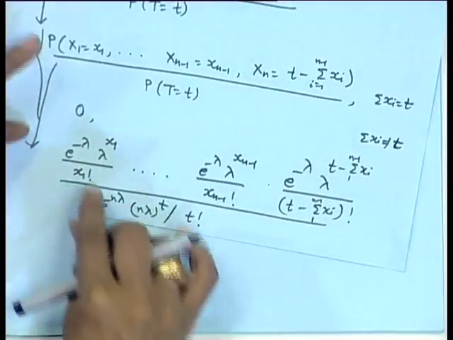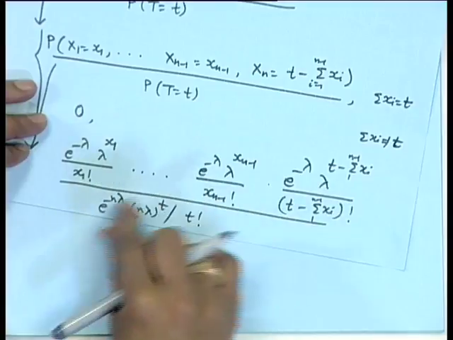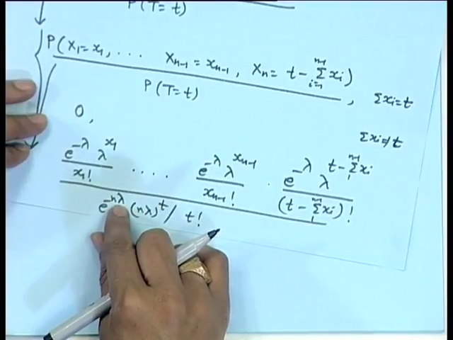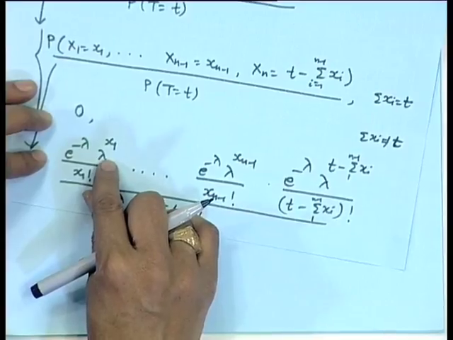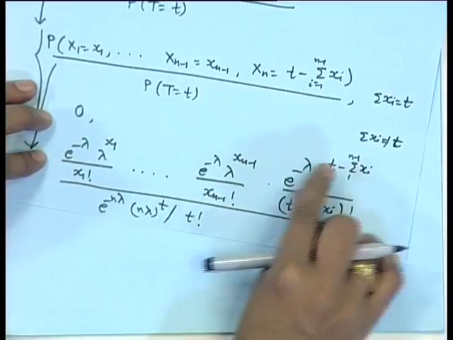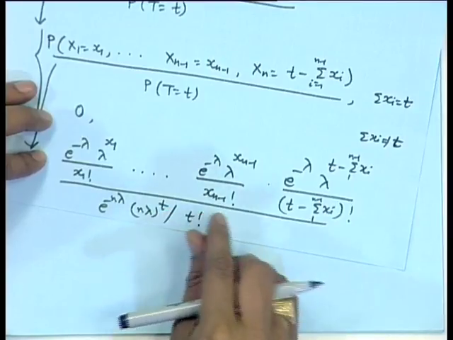You can easily see that the e to the power minus lambda term cancels out, because we have n terms here and in the denominator we have e to the power minus n lambda. The powers of lambda, that is lambda to the power t here, and in the denominator we have lambda to the power t. So, that also cancels out.